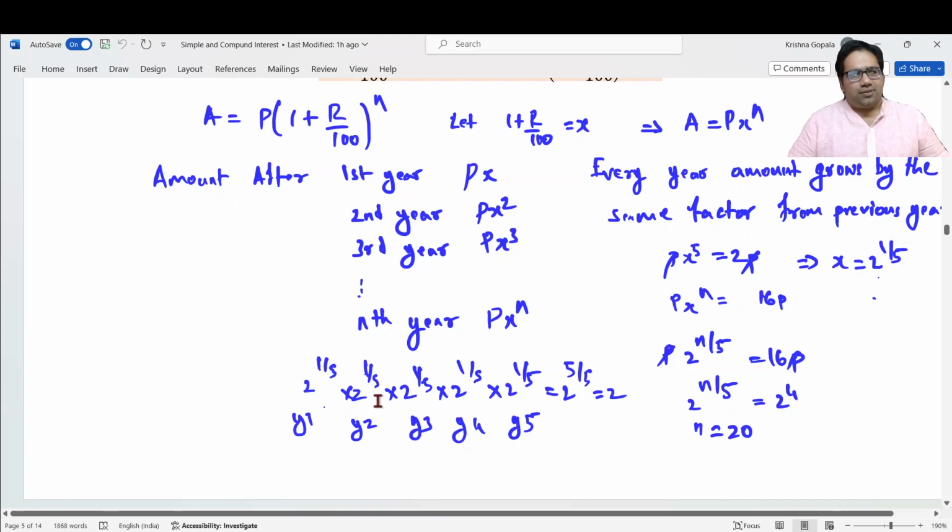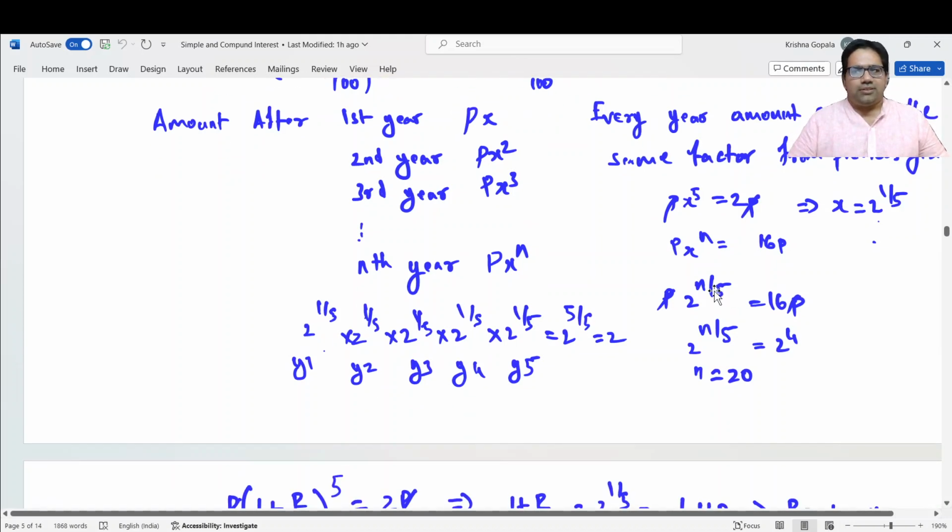All of this is what? A power m into a power n is a power m plus n. This we know, right? So this becomes 2 power 1 by 5 plus 1 by 5 plus 1 by 5 plus 1 by 5 plus 1 by 5. 2 power 5 by 5 is equal to 2. So in 5 years, it is doubling. What does that mean? Each year, it is multiplied by 2 power 1 by 5.